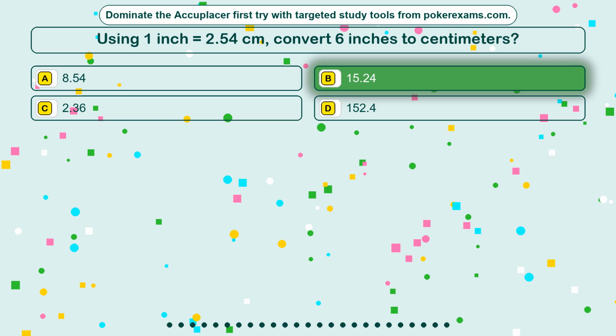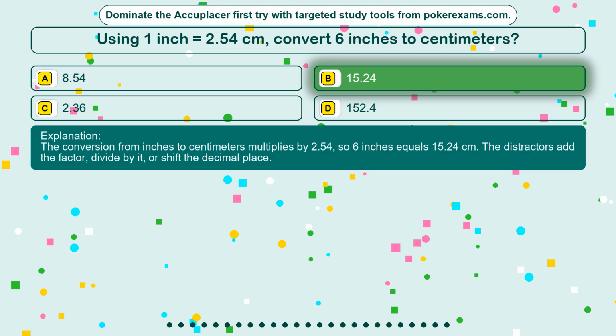The correct answer is option B, 15.24. The conversion from inches to centimeters multiplies by 2.54, so 6 inches equals 15.24 centimeters. The distractors add the factor, divide by it, or shift the decimal place.